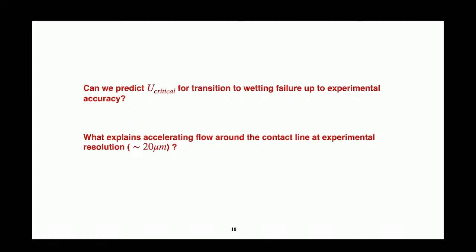So we will ask two fundamental questions here: can we predict this transition from steady state to wetting failure up to the experimental accuracy, and then what explains the accelerating flow field around the contact line at the experimental resolution, which is typically 20 microns.